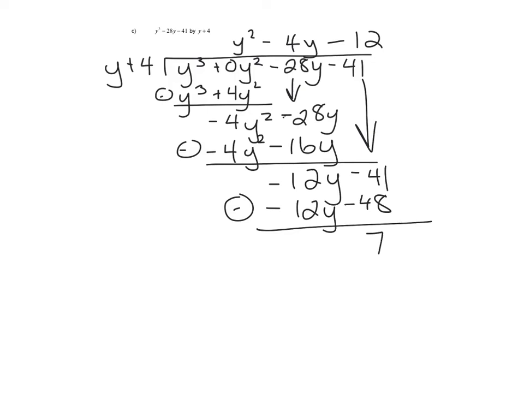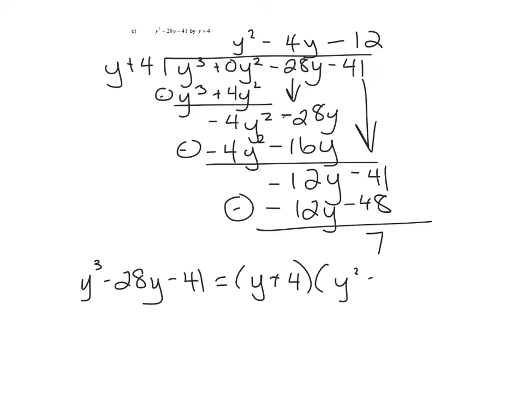Write your final therefore statement, my original equals what I was dividing by times the result, and plus 7 because the remainder was positive 7.